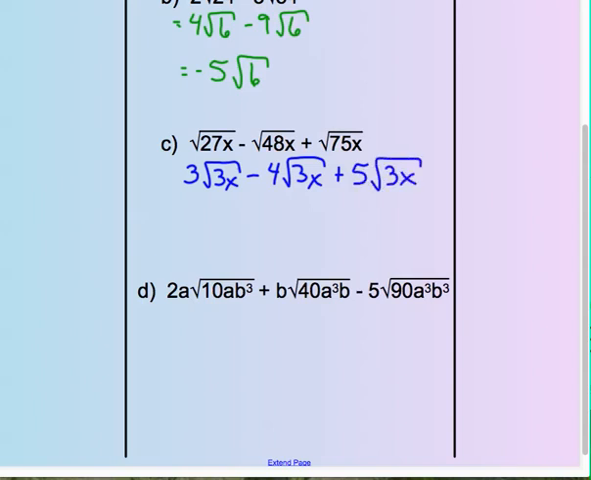So we have that 3x under all of our radicals, so we can go ahead and combine our like terms. 3 minus 4 is negative 1, plus 5 is 4 times the square root of 3x.